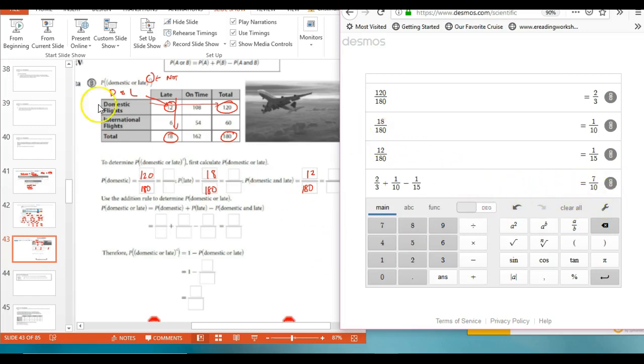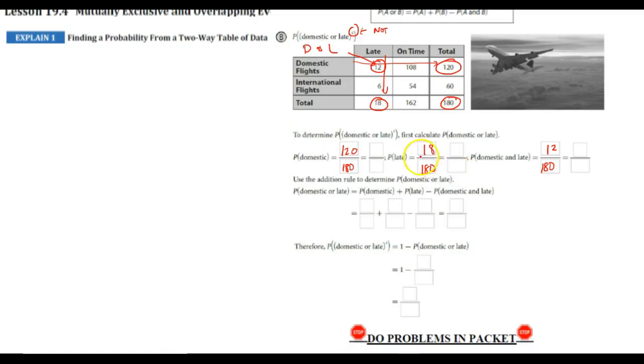Alright, so let's go ahead and record these answers here on our worksheet. That would be 2/3, 1/10, 1/15. So that was 2/3, 1/10 minus 1/15, which we got to be 7/10.